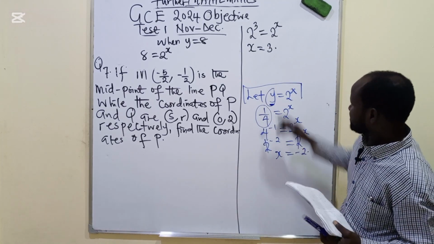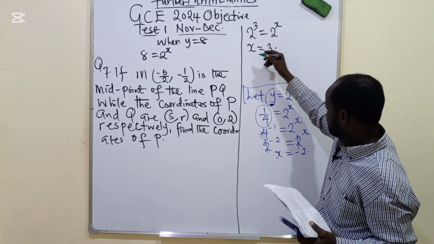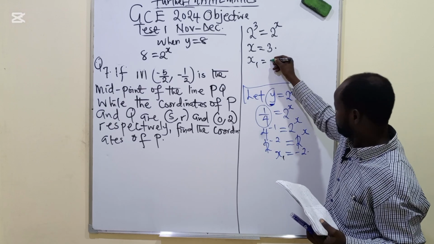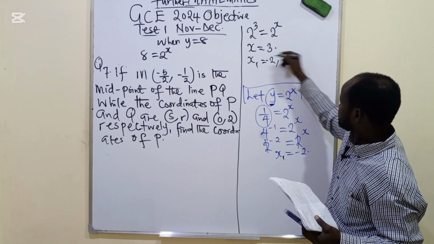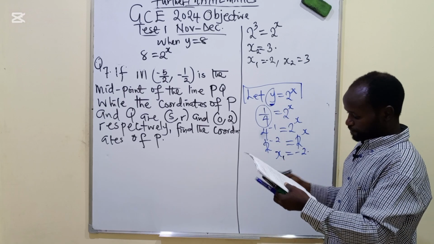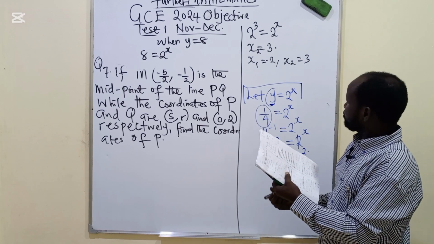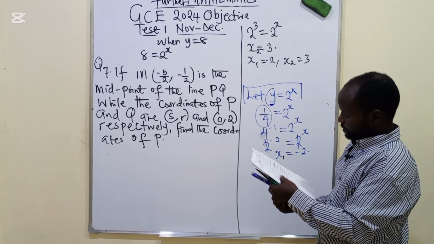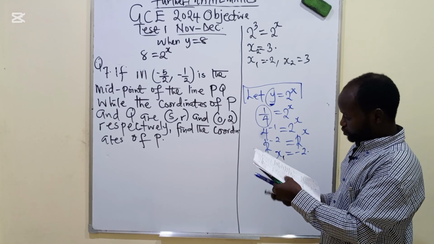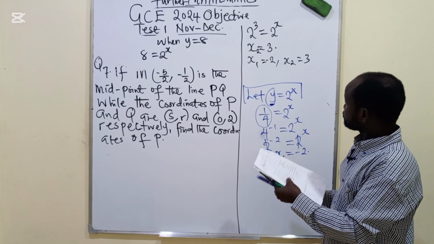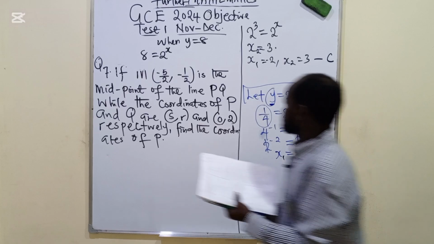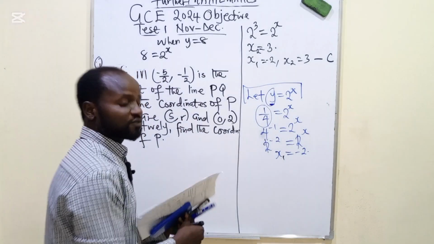Finally, the value of x, we have x, let's say this is x1. x1 is minus 2, comma, let's say this is x2. x2 is 3. So the correct option here is x is minus 2 and 3, which is option C. The correct option is option C to this question 6.